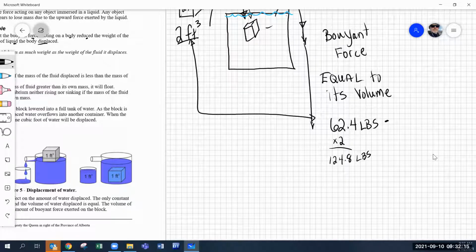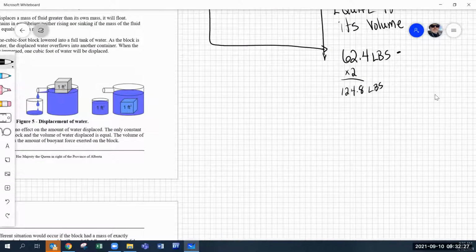Right. So now, if we know that the comparison of buoyant force is equal to its volume, we can then figure out if this object will float or sink or be in equilibrium. So let me just do a couple more examples here. First off, if I had my bucket of water and it's full of water right to the top. There we go. Let me just draw my box again. And it's full of water.